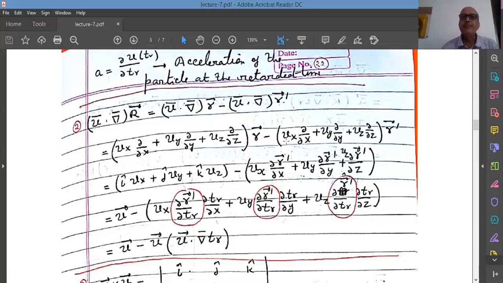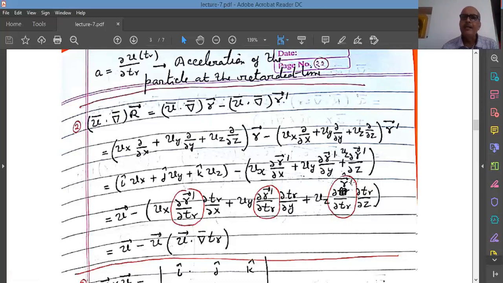For the second term, we have r dash here. R dash is the retarded position. So again, we have to do the same thing. We have to expand this del r dash over del x to make it reasonable. We will write it as del r dash over del tr into del tr over del y. Similarly here, del r dash over del tr into del tr over del x. Same thing in all the three terms.